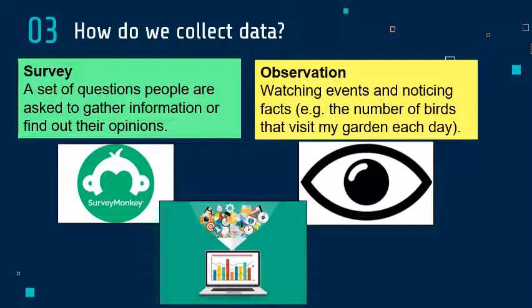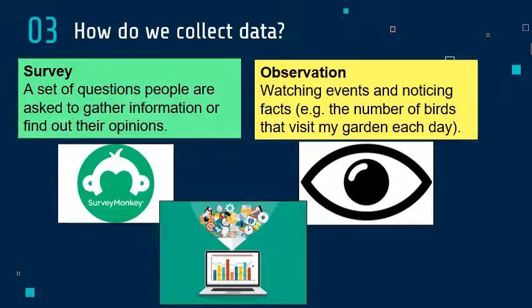So now we know what data is, and we know 2 types of data, numerical and categorical data. How do we go about collecting it? Well, there's 2 types that we're going to look at this week. Now, these aren't the only ways of collecting data. There are many others, but they're kind of common ways of collecting it, the most basic ones.